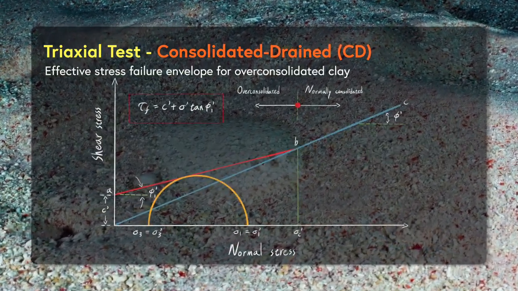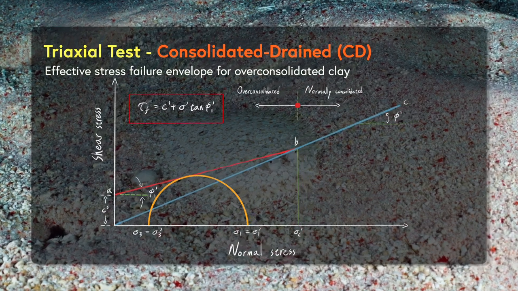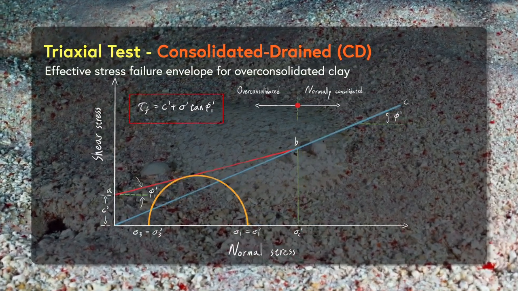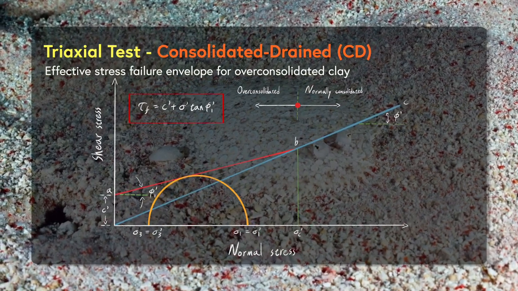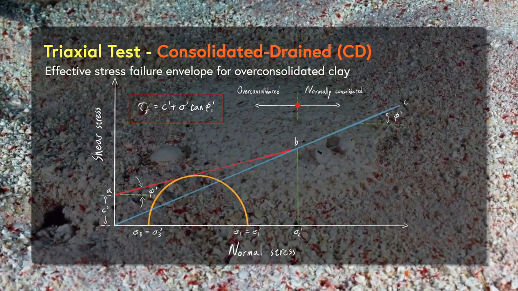And from the CD test, we can obtain the shear strength parameters c prime and phi prime. Basically, this relationship can be obtained by plotting the shear stress versus normal stress.